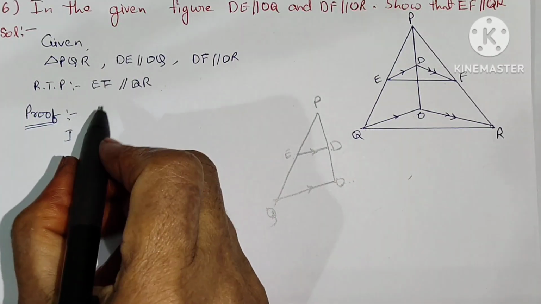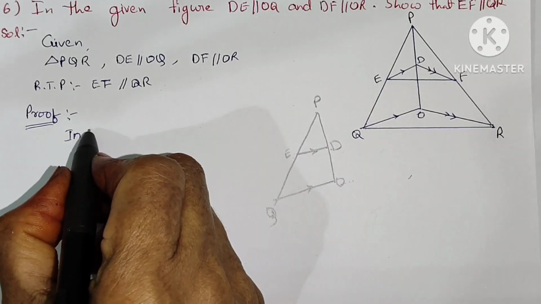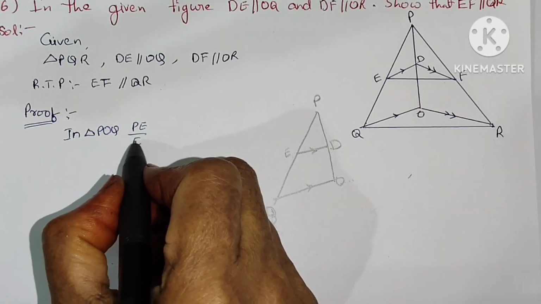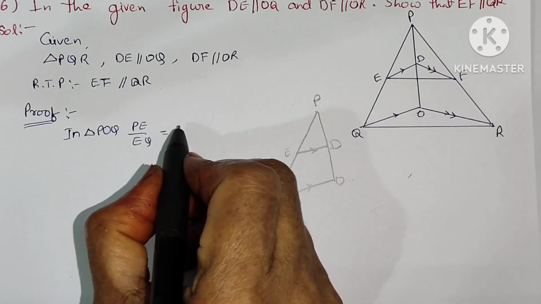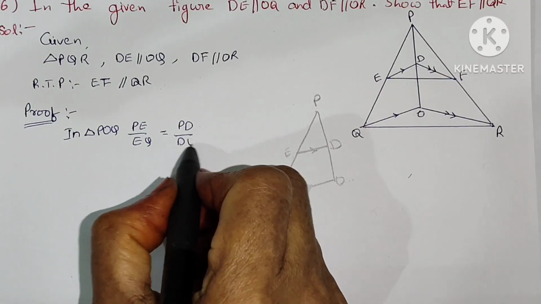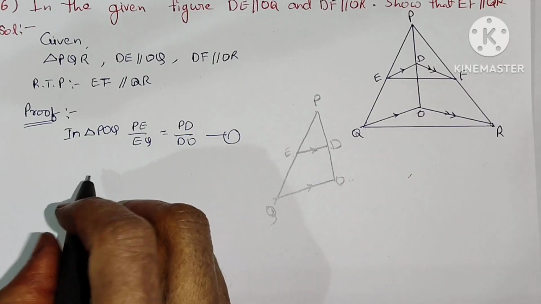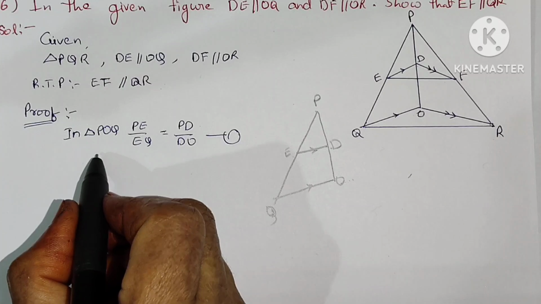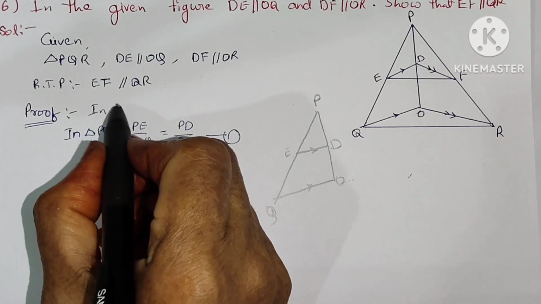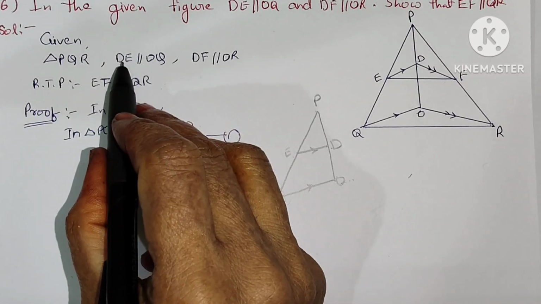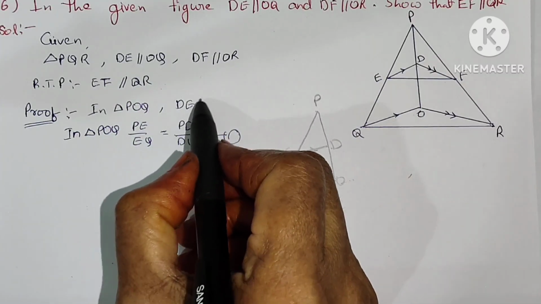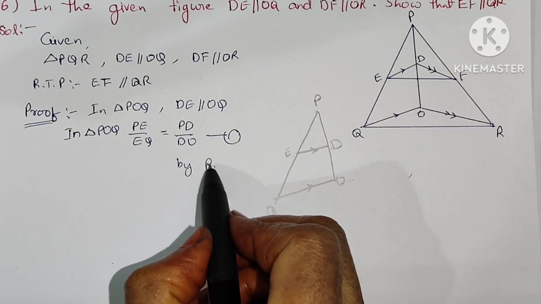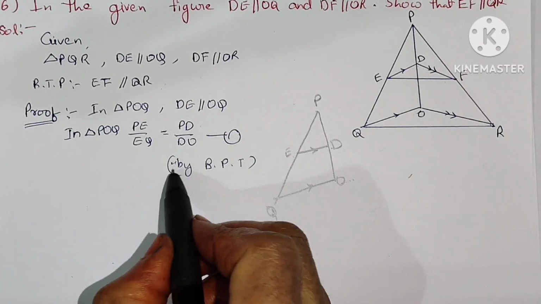So here in triangle POQ, PE by EQ equal to PD by DO. So this is equation 1. Since already we know that in triangle POQ, DE is parallel to OQ, here we use the basic proportionality theorem. So we write this one.